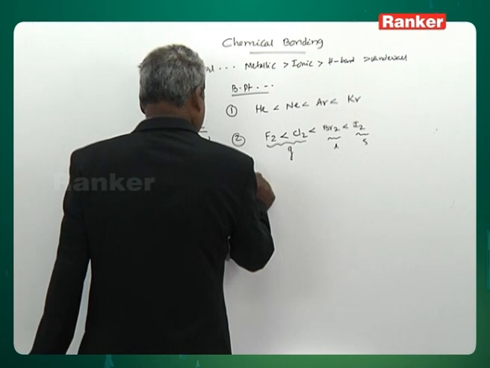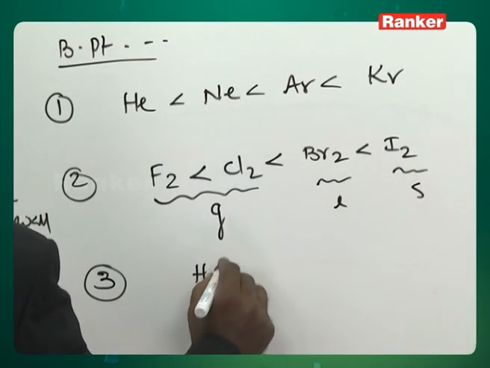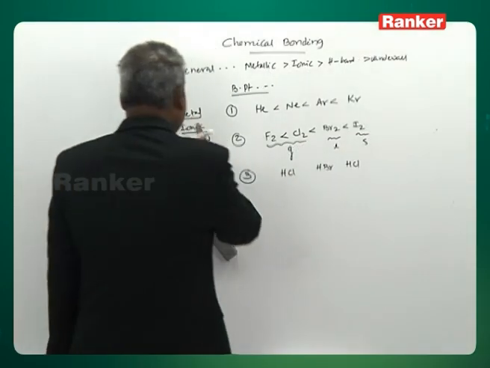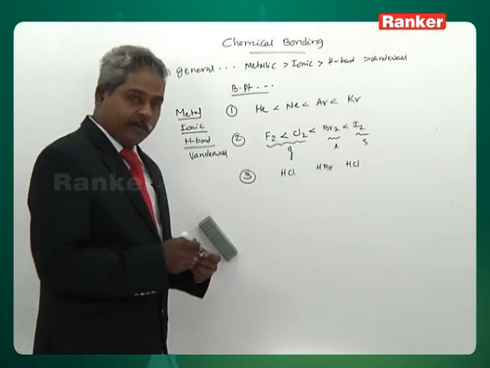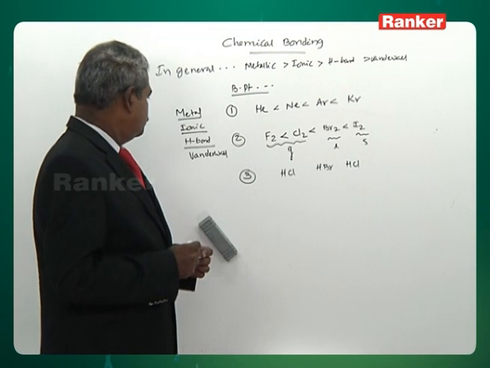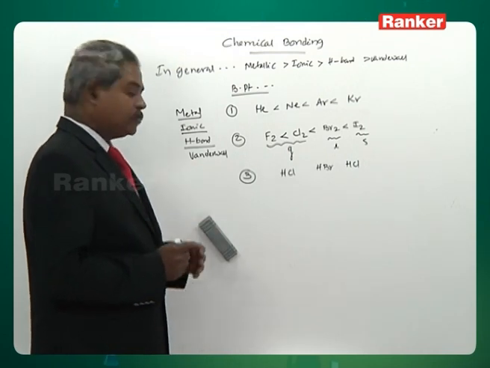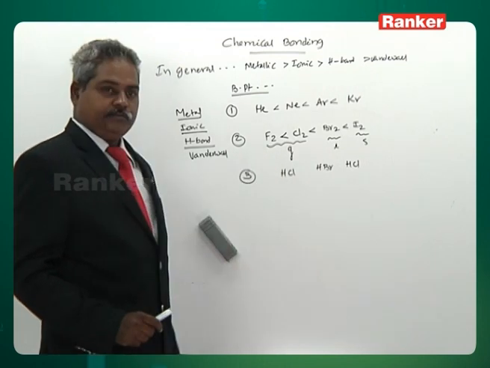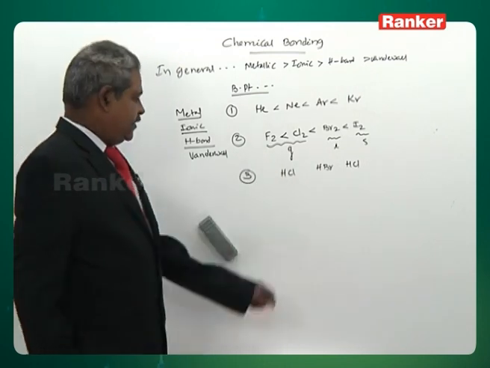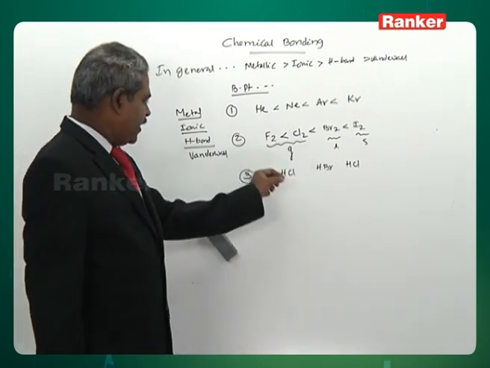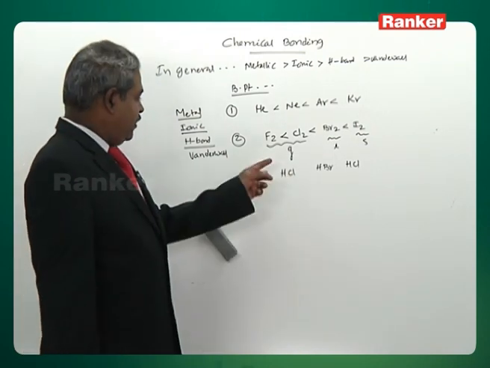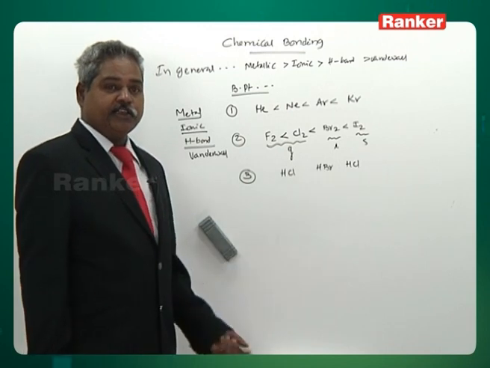Now, HCl, HBr, HI. Once again, same logic. Are they metals? No. Are they ionic compounds? No. How can you say no metal, no ionic? HCl, is it ionic or covalent? I can say it's covalent because there is no metal. I am not saying if a metal is present, I don't guarantee it's an ionic bond.